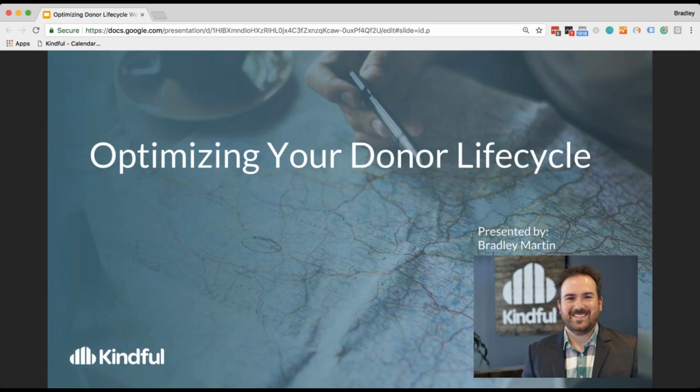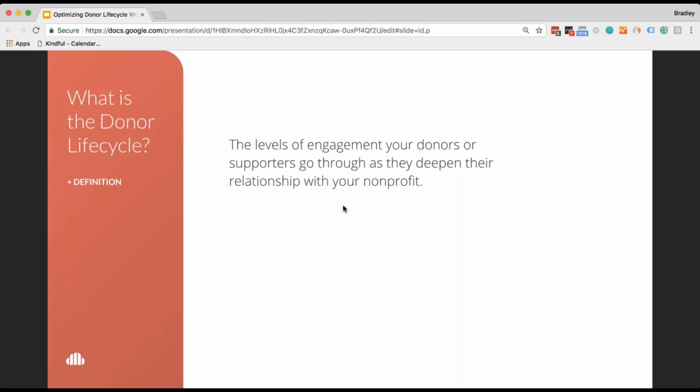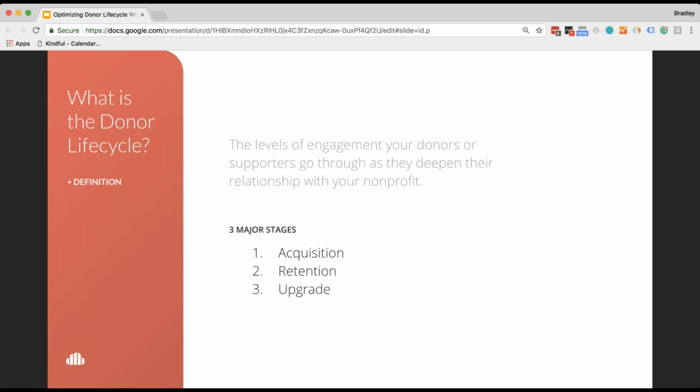So let's start off by just discussing what is the donor life cycle. The donor life cycle, as we define it, is the levels of engagement your donors or supporters go through as they deepen their relationship with your nonprofit. And really, there's three major stages. Any donor life cycle is going to have sub-stages under these, but three major stages that we believe every nonprofit should be paying attention to, to ensure that they are building the most holistic and healthy donor life cycle. Number one, that is acquisition. Two, retention. And three, upgrades.